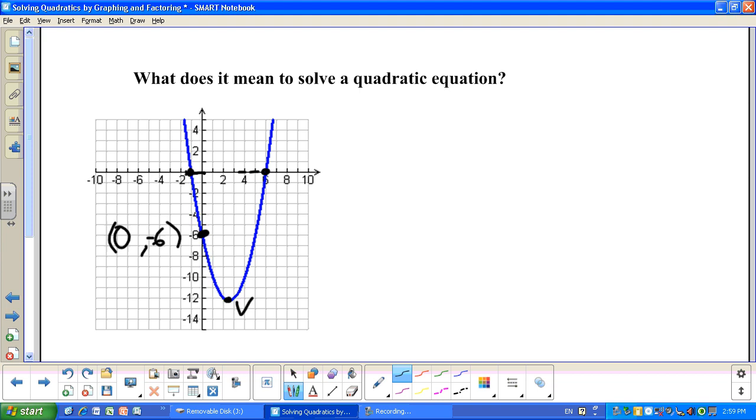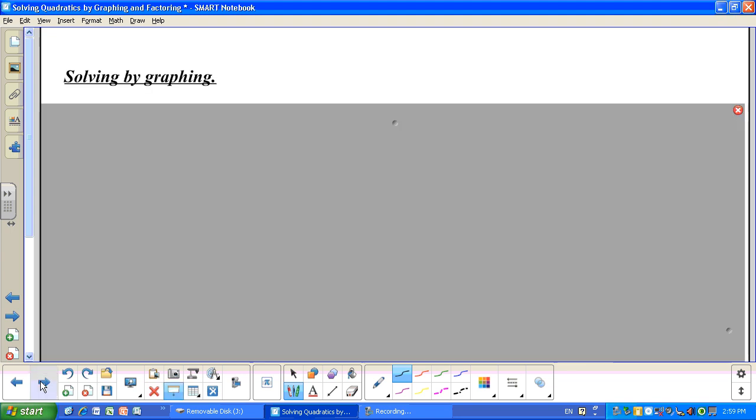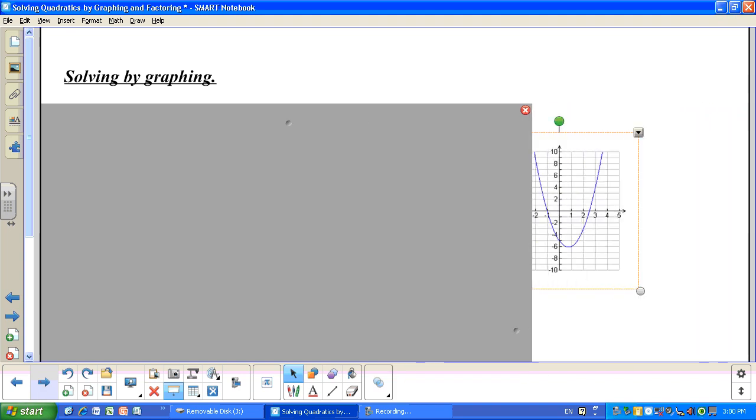So what it really means to solve a quadratic equation is that we are looking for x-intercepts only. To solve a quadratic equation means to make your y equal to 0, which basically happens at the x-intercept. So solving a quadratic equation means finding the x-intercept. That's correct. And we will be looking into several methods of finding x-intercepts, and we will start with the easiest one, and that is solving by graph. So simply look at the graph and see what the x-intercepts are.